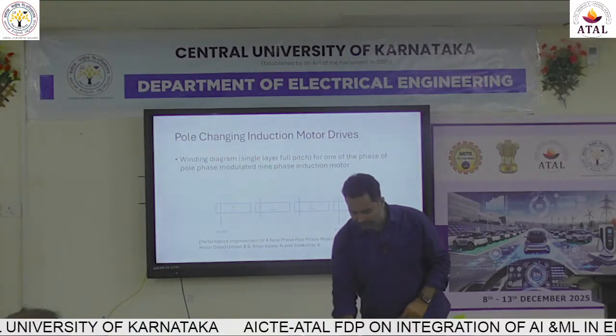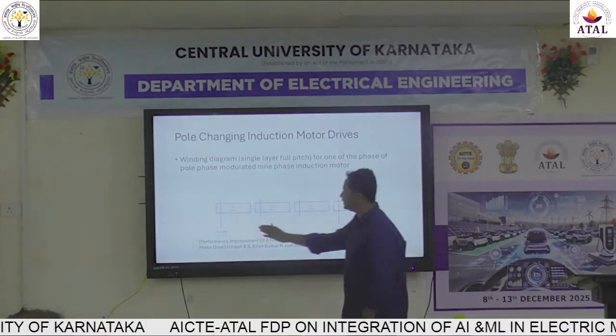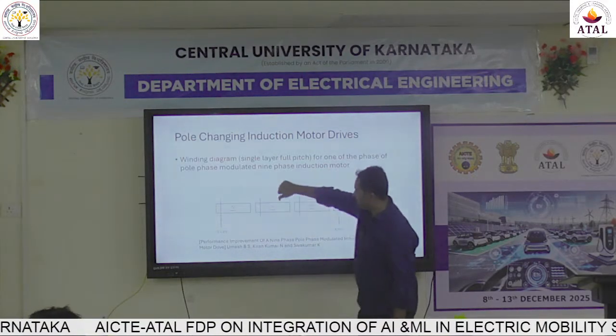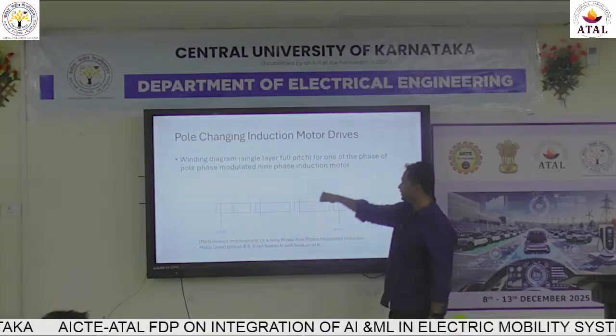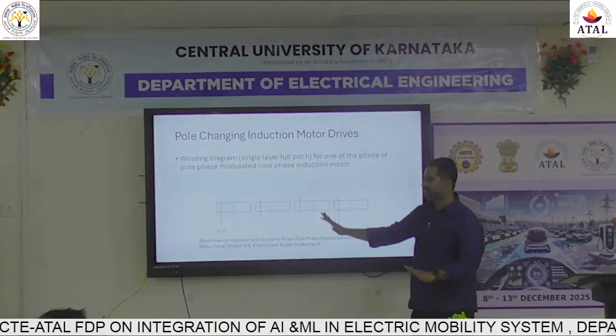So how do you do that? It is very simple. You know how the poles are phased. The current was going in this direction. This is one flux, and this is one flux, and this is another flux, and this is another flux. There is nothing else.